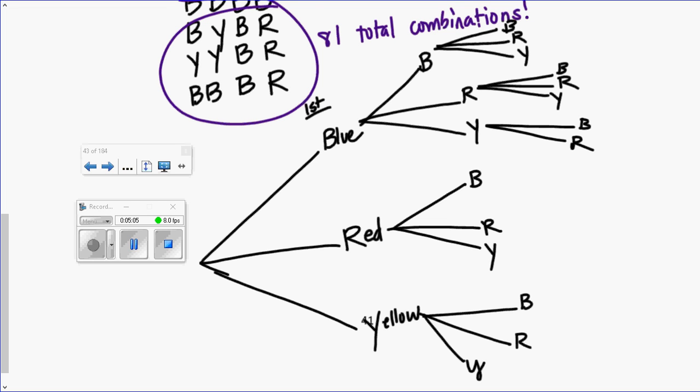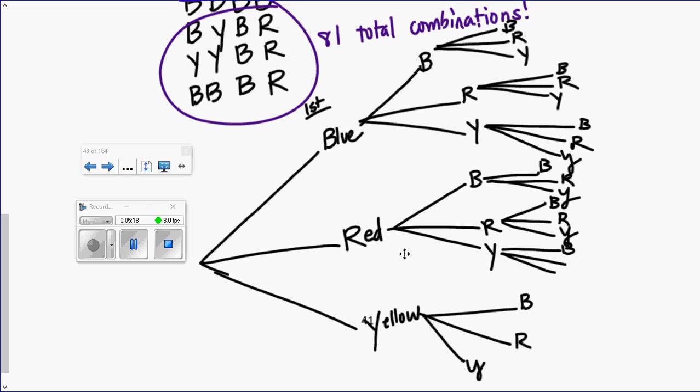Blue, red, yellow. Blue, red, yellow. Blue, red, yellow. Blue, red, yellow. Blue, red, yellow. Blue, red, yellow.